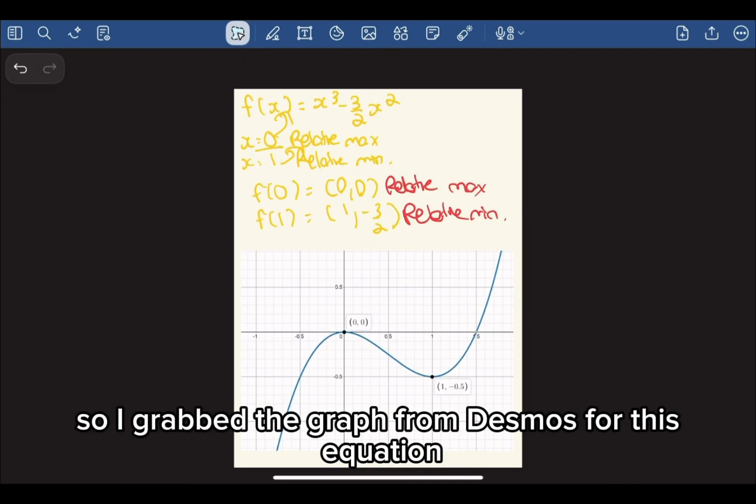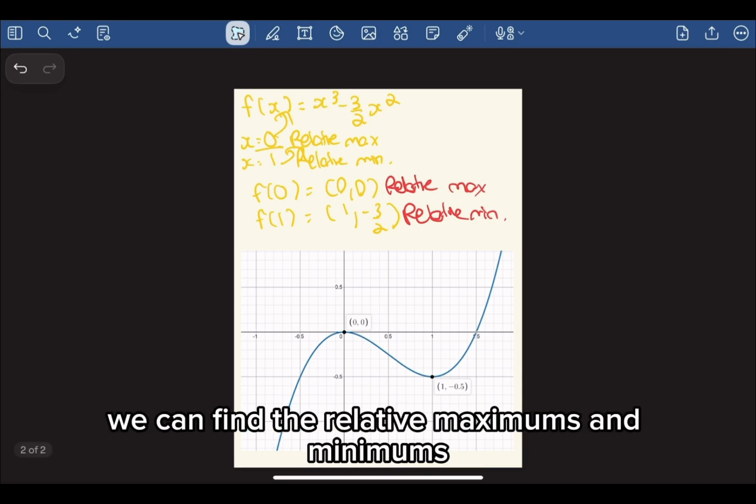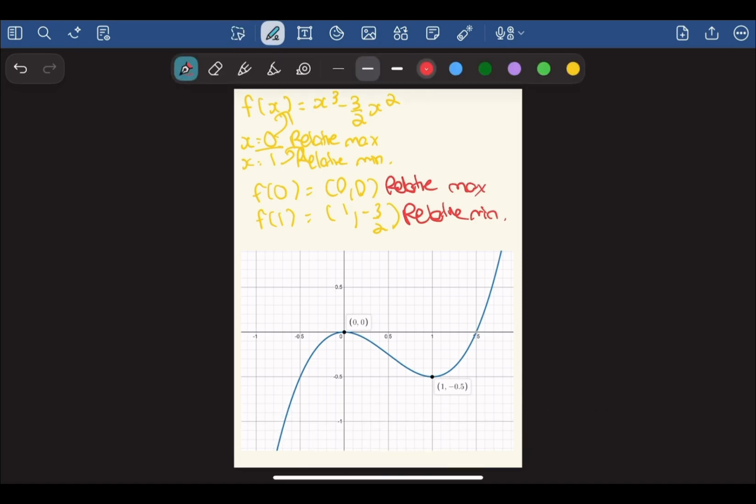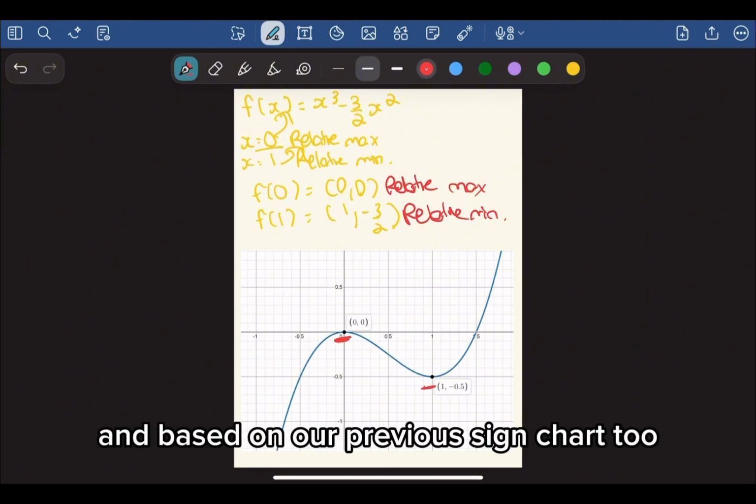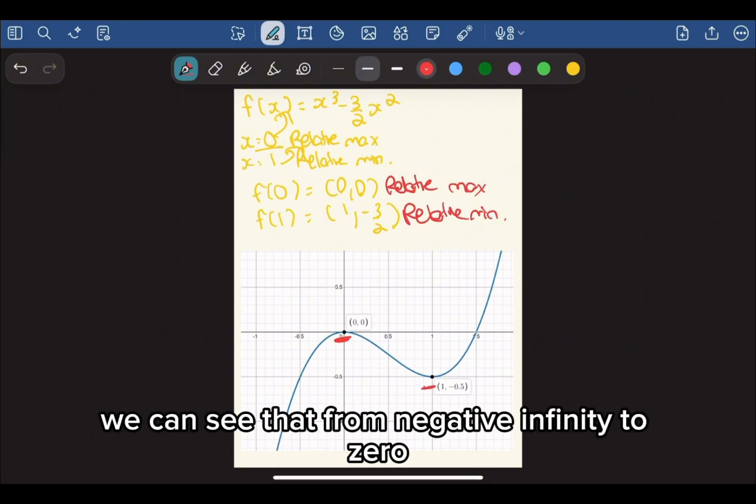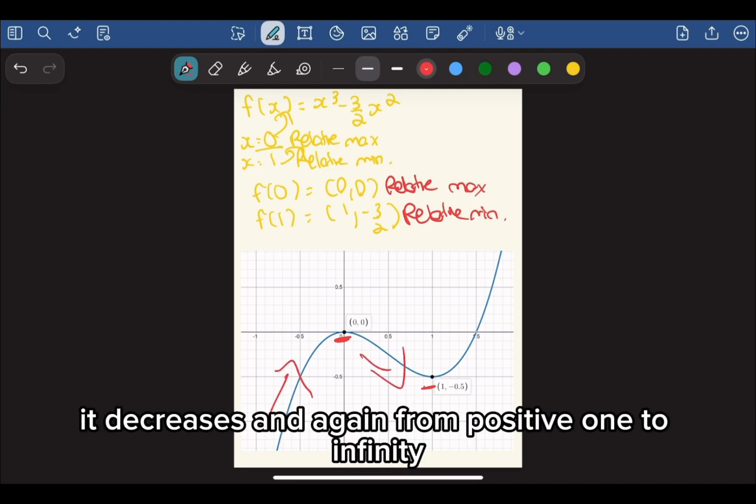I grabbed the graph from Desmos for this equation. As you can see, we can find the relative maximum and minimum right here. Based on our previous chart too, we can see that from negative infinity to 0 it increases, from 0 to 1 it decreases, and again, from 1 to infinity, it increases.